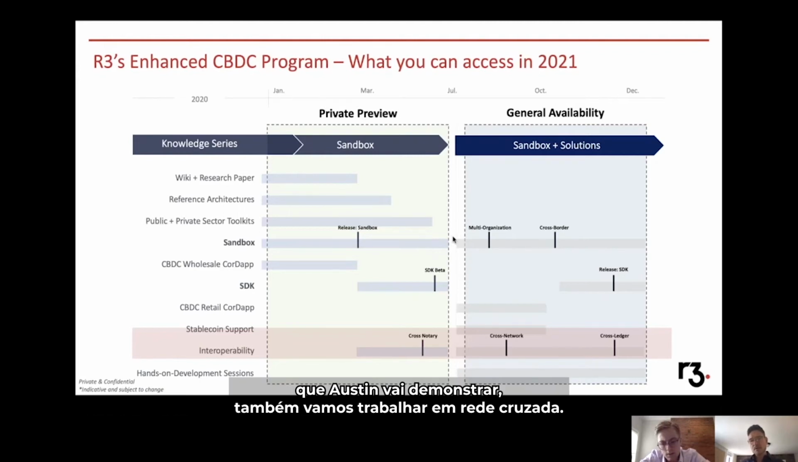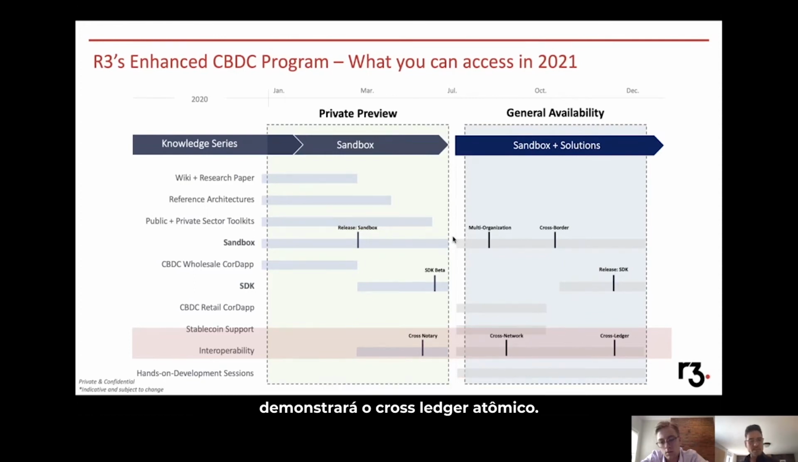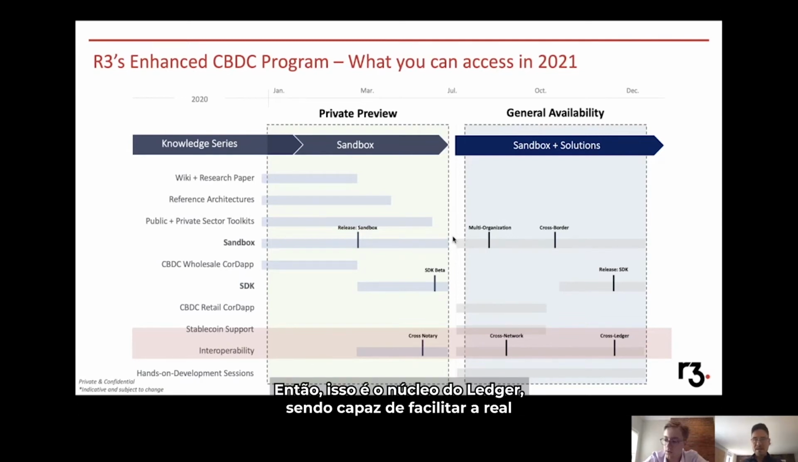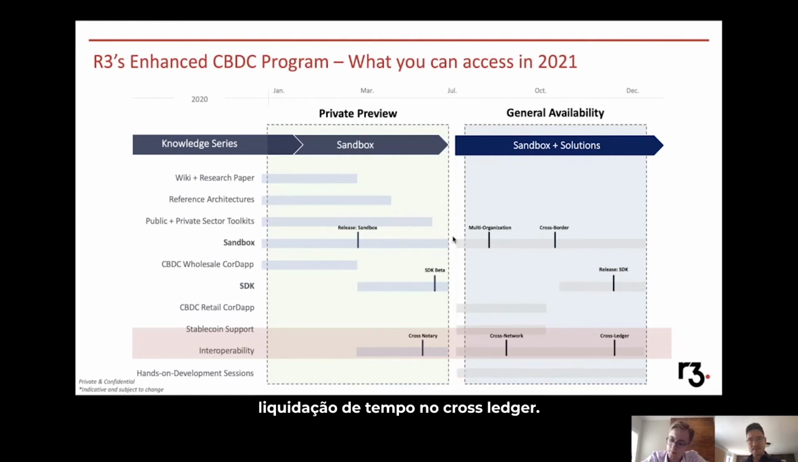We'll also be working on cross-network. So this is 2 independent Corda networks being able to interoperate and facilitate a cross-network atomic swap. And then towards the Q3 timeframe 2021, we'll be demonstrating cross-ledger atomic swaps. So this is Corda to other ledgers and being able to facilitate real-time settlement across ledgers.